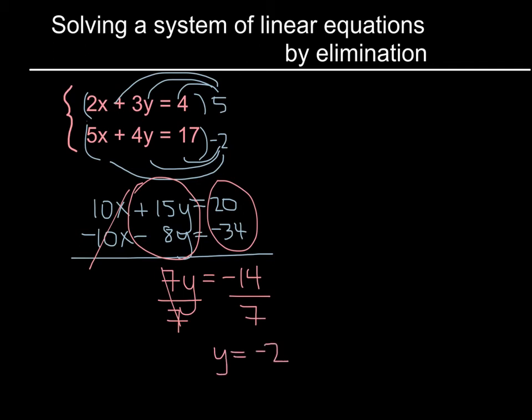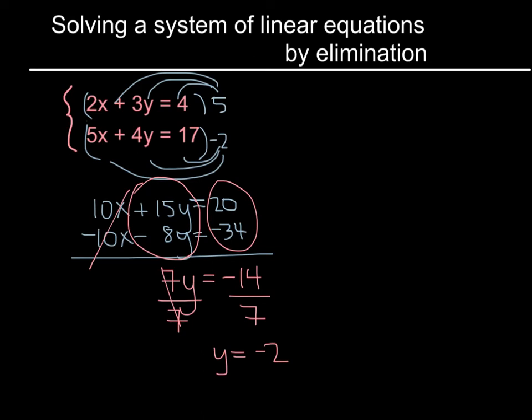I still have to go back and solve for x. Now, my personal preference is to go back to one of my original equations. Okay, I can take this y equals negative 2, and I could go back into one of my multiplied equations, but those numbers are bigger, so there's not a good point in that. Okay, I'm going to go back to my first equation right here.